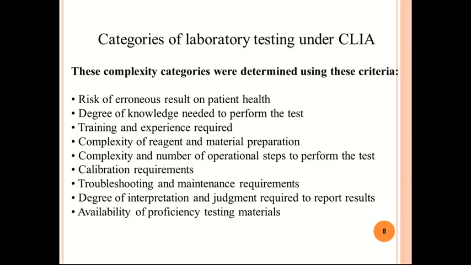Categories of the laboratory tests under CLIA. These complexity categories were determined using the following criteria: risk of erroneous results on patient health, degree of knowledge needed to perform the test, training and experience required, complexity of reagent and material preparation, complexity and number of operational steps to perform the test, calibration requirements, troubleshooting and maintenance requirements, degree of interpretation and judgment required to report results, and the availability of proficiency testing materials.